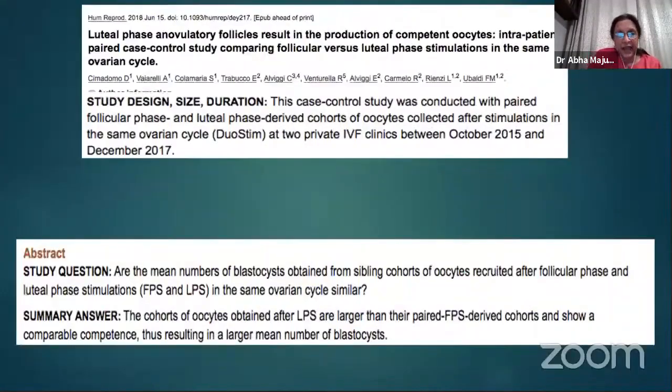Now, having said that, this is luteal phase anovulatory follicles in the same patient, and they compared. The summary answer was that the cohort of oocytes obtained after luteal phase stimulation is larger than the paired follicular phase stimulation derived cohorts and shows a comparable competence, thus resulting in a larger mean number of blastocysts.